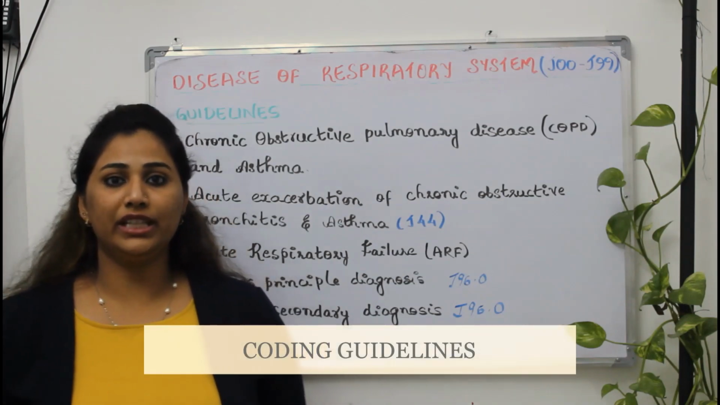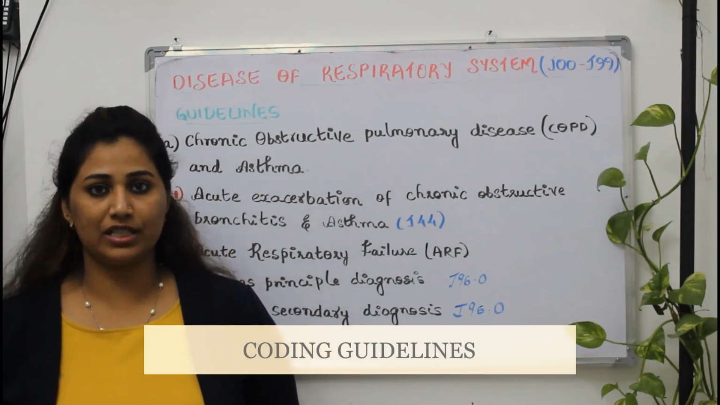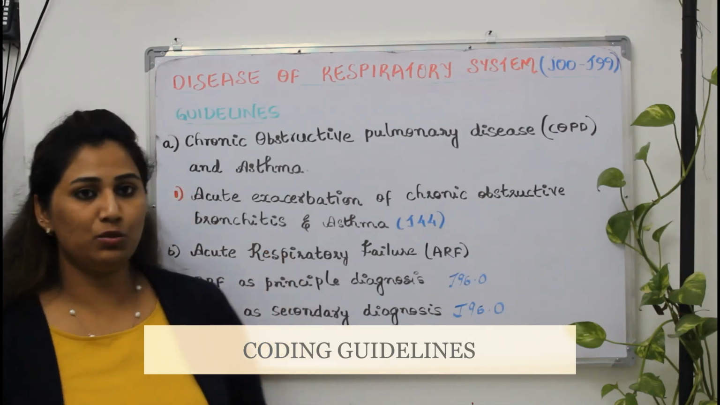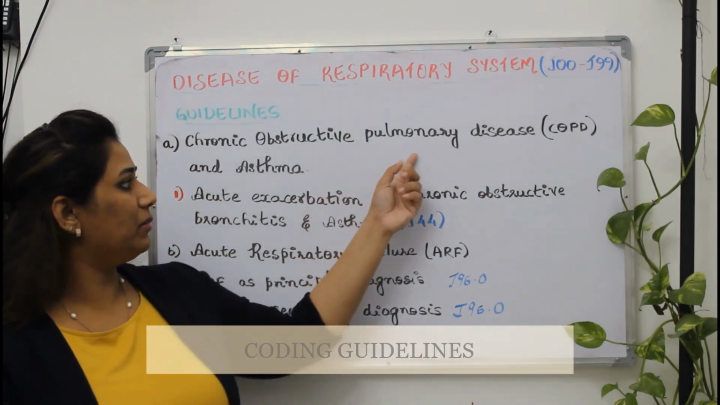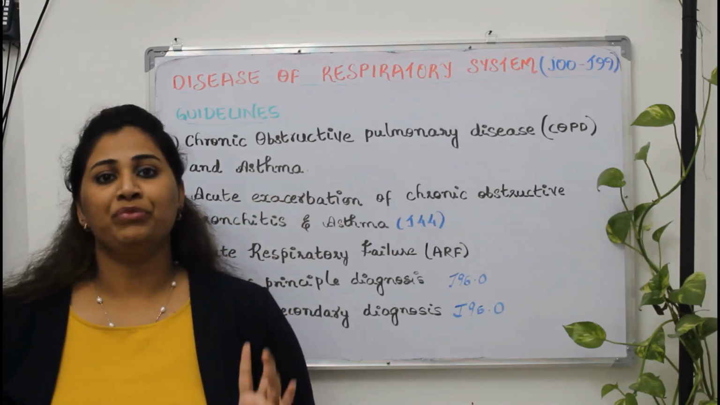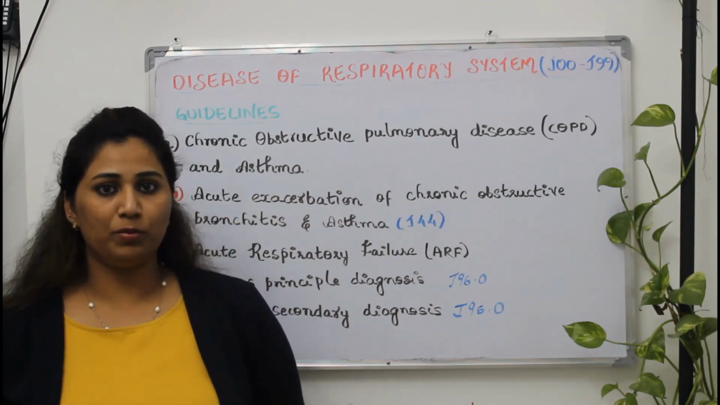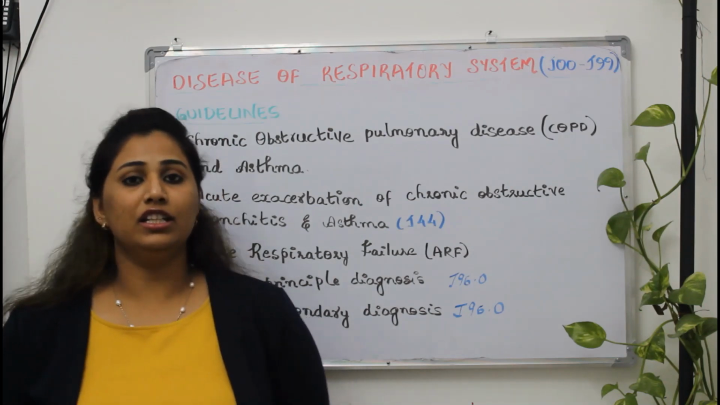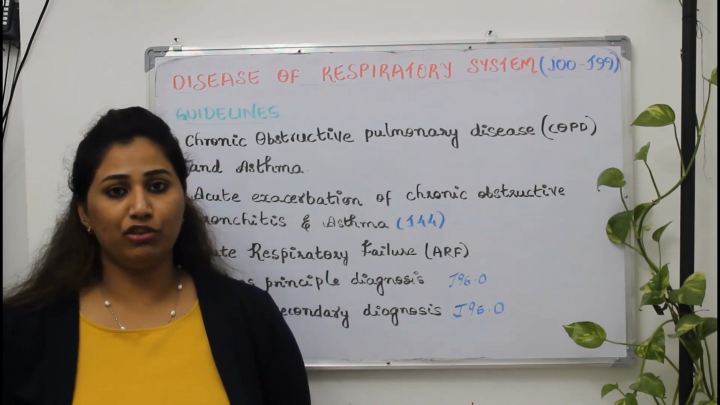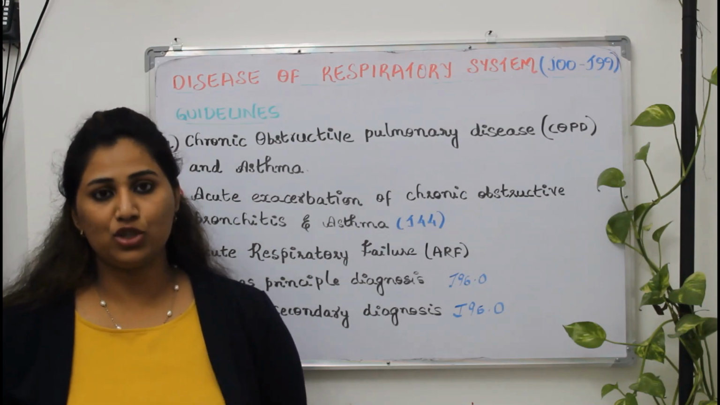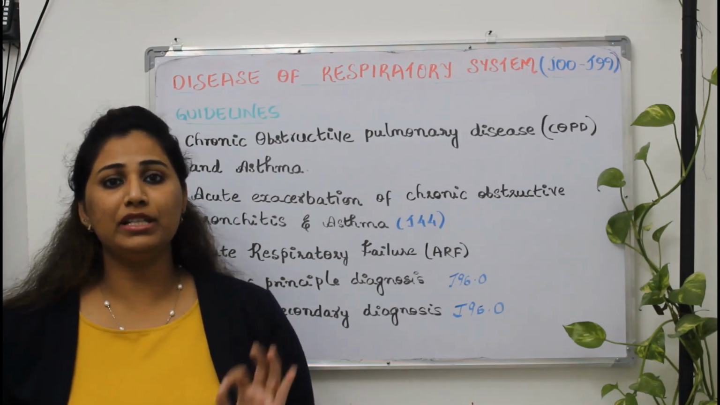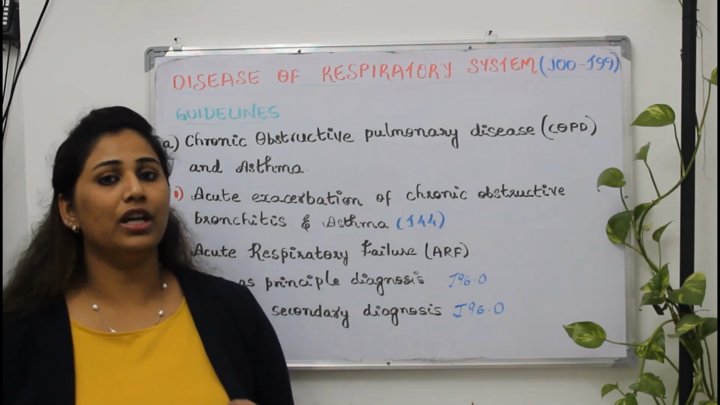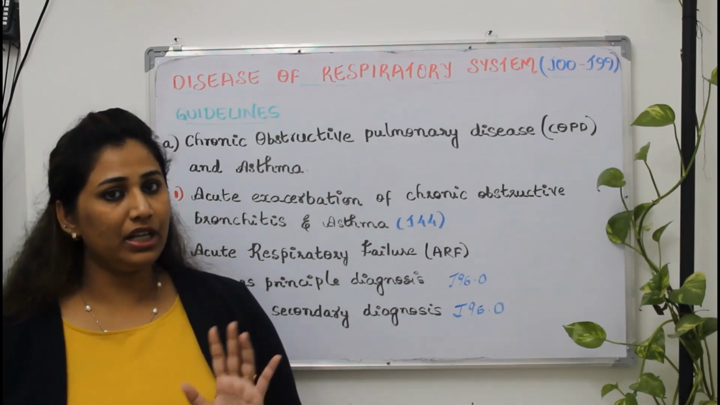So now we'll deal with the ICD guidelines for the respiratory system. In this, basically there are 4 guidelines. The first one is chronic obstructive pulmonary disease and asthma. Moving forward, I'll be saying COPD. You should know what COPD is, chronic obstructive pulmonary disease. This you will get as a 1 mark question for abbreviation, so make sure that you know this. COPD is a group of conditions like emphysema, chronic bronchitis and so on.